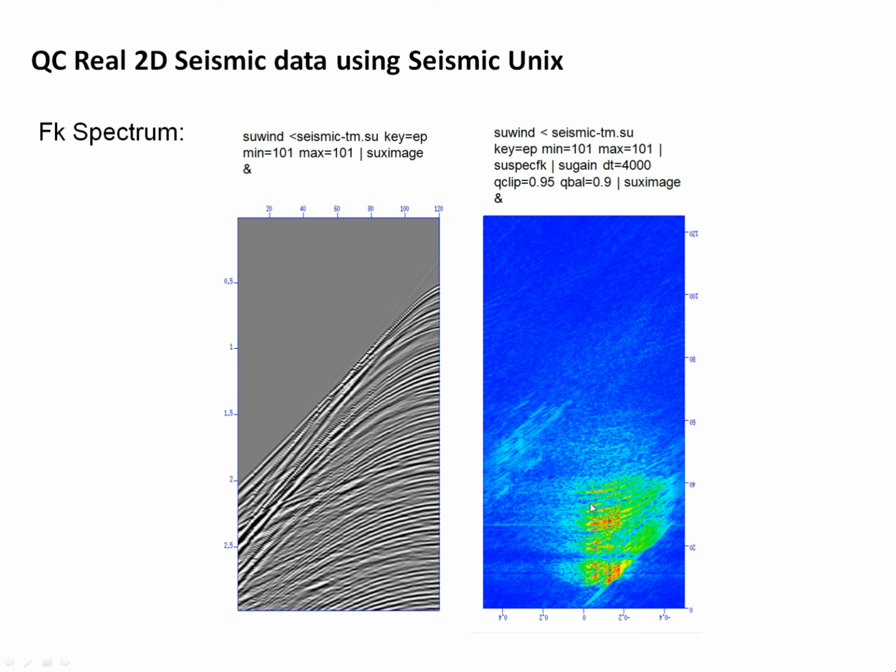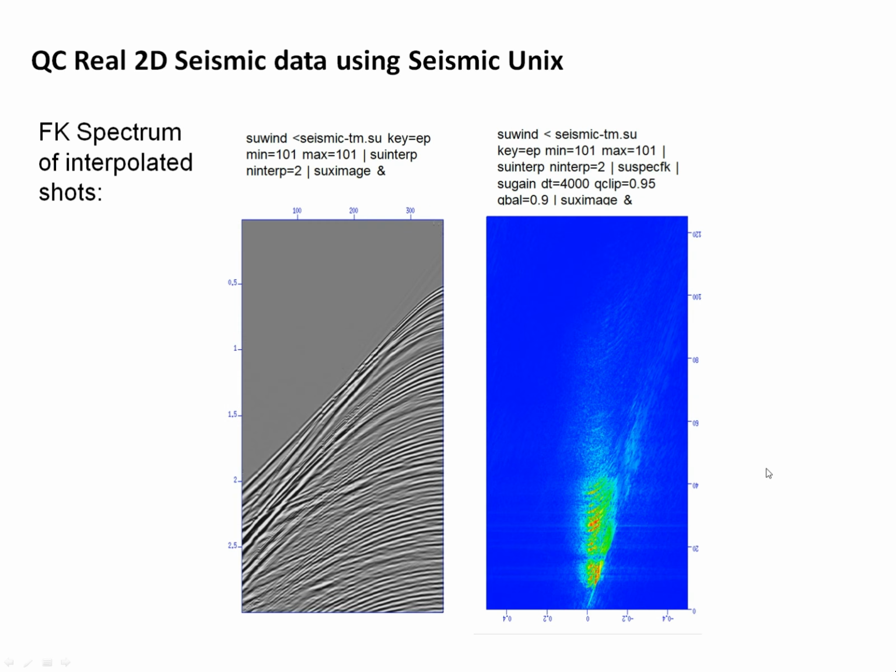Okay, this is the FK spectrum. On the left is the shot gather, and on the right is the FK spectrum of the shot. You can see some of the energy is aliased here. You can get rid of the aliased energy by interpolating further, like 2:1 or 3:1. So in the next slide, after interpolating with n inter equals 2, so it's 2:1 interpolation, you can remove that aliased energy. That aliased energy is de-aliased now. So yeah, you can do that in Seismic Unix too.